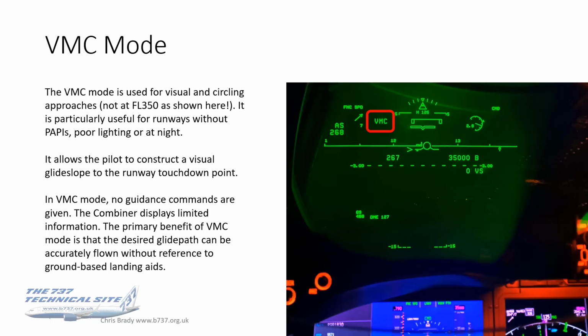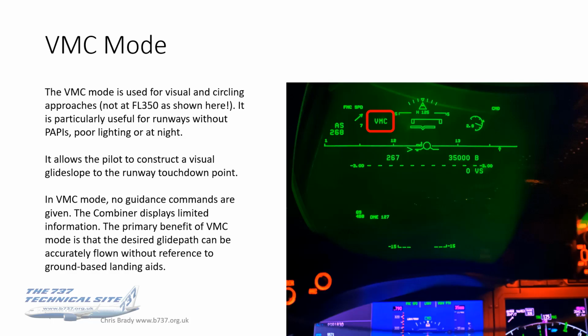VMC mode. This is really only used for visual and circling approaches. You'd never normally use it at flight level 350 as it was here. Again, I was just grabbing a photo of VMC mode to show you what it was like. Probably not ideal to be taking photos on a circling approach, so this is the best I've got for the time being. It's particularly useful for runways without PAPIs, or obviously without glide slopes.